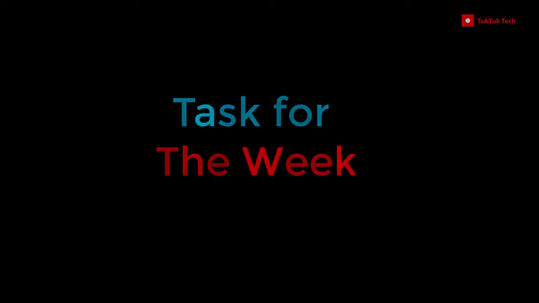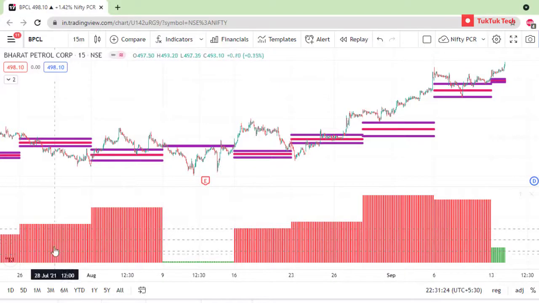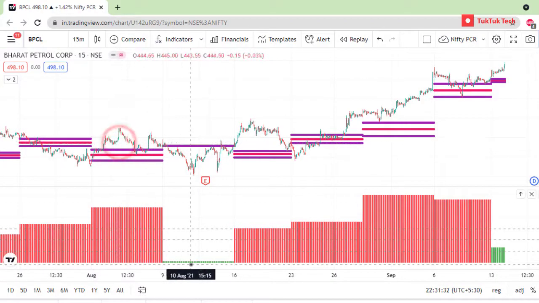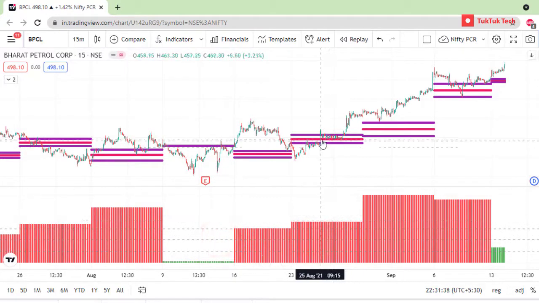Task for the week. Backtest Nifty 50 stock data for the past few weeks using CPR width indicator and find out how often stocks were trending when the reading was below 0.5.